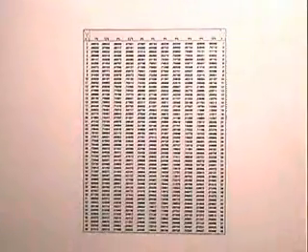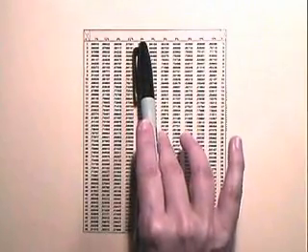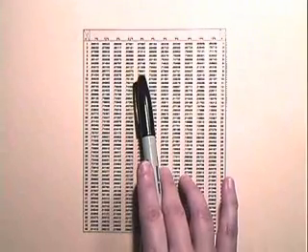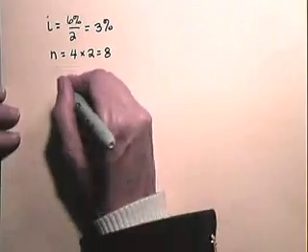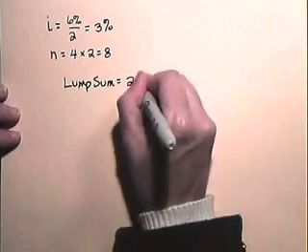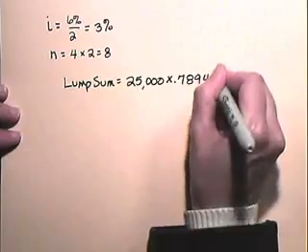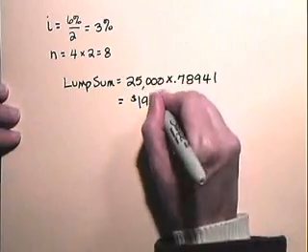So we look in the present value table, we look down the column headed 3%, and we go down to the row where N equals 8, and we obtain the factor 0.78941. So our lump sum will be $25,000 multiplied times 0.78941, which is $19,735.25.